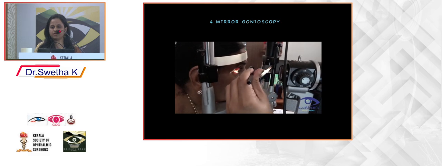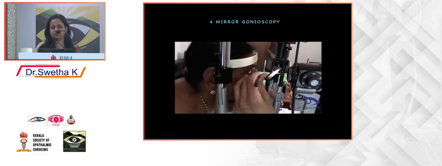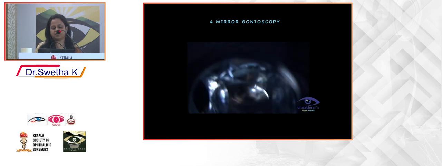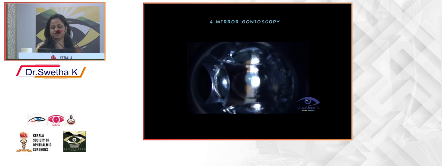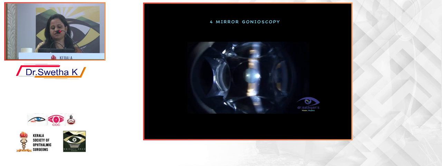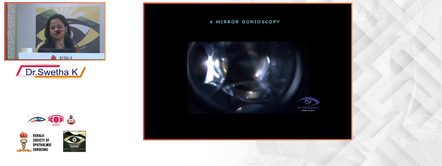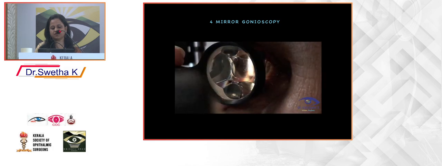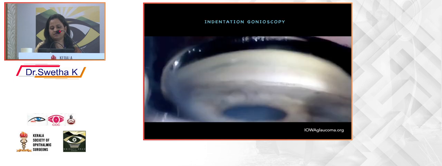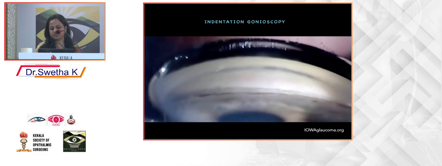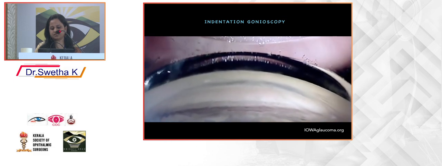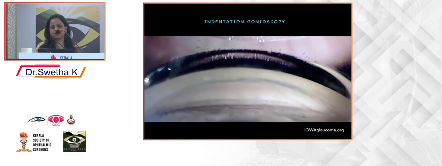Also, 4-mirror gonioscopy is the one used for indentation gonioscopy, but it is a little difficult to master. But once you master it, you can see the trabeculectomy ostium in the superior angle. And this video is from glaucoma.org, where you can see that once it is pressed, the angles open up. So we have to differentiate between synechial angle closure and appositional angle closure.